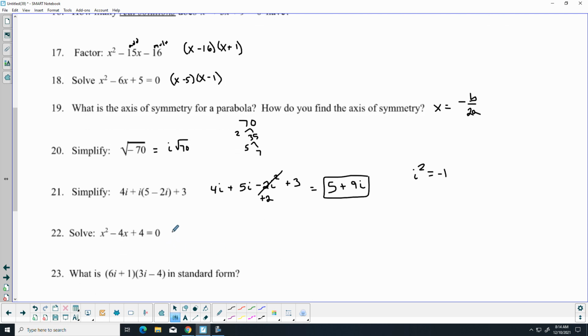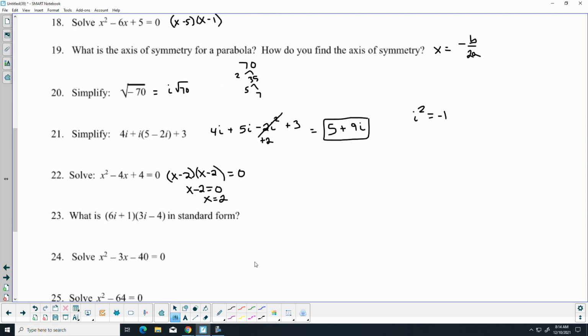Factor, I'm going to get x minus 2, x minus 2. Negative 2 times negative 2 is positive 4, and if you add them, it's negative 4. Set that equal to 0, take each factor, which they're the same, so I'm only going to do it one time, and I get x equals 2. And if that had not factored, I would have used the quadratic formula.